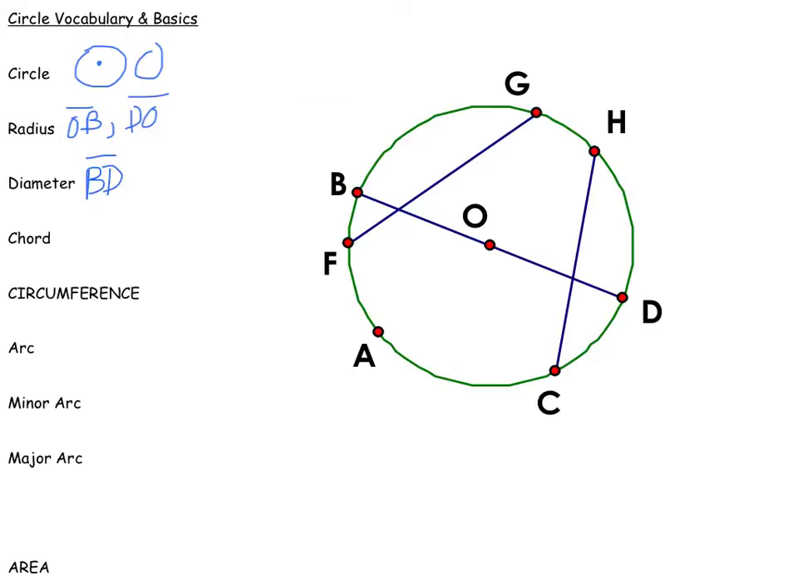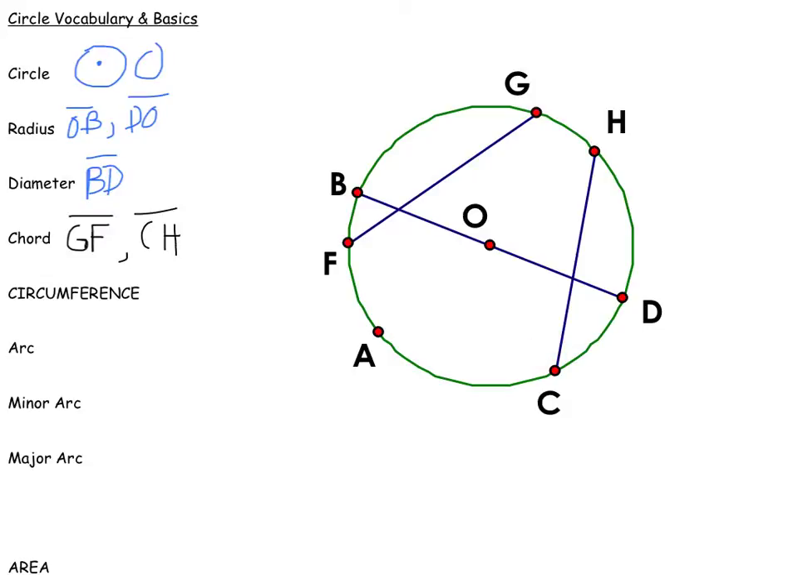Here's a chord. GF is a chord. And you might say, okay, what is that? A chord is a line segment on a circle, starting and ending on the circle. But what's interesting is it doesn't have to go through the center. It just has to be any line segment that starts and ends on the edge of a circle. So GF is a chord. CH is also a chord.